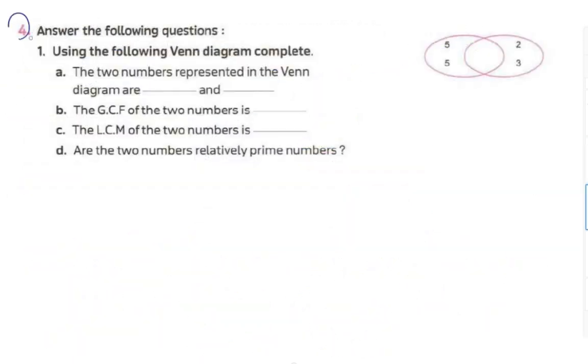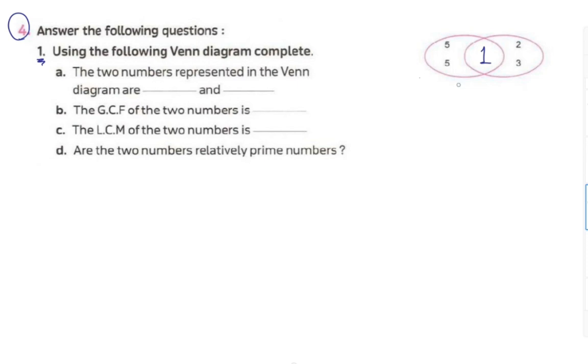Number 4. We have question or point number 1: using the following Venn diagram to complete. First, look at this Venn diagram. What do you note? We note that we have no common factor. No common factors means zero factors? No, I have one here. So, let's continue. The two numbers represented in the Venn diagram are what and what?